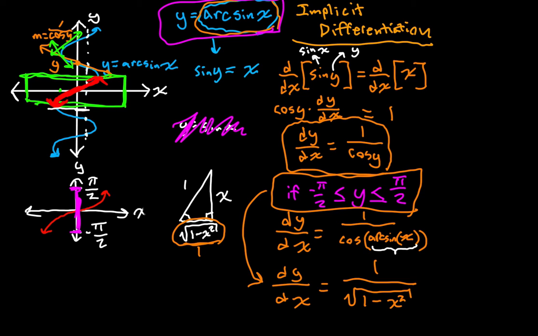So if we look at this interval here, we can say that at any point, the derivative of the function that maps to y with respect to x is 1 over the square root of 1 minus x squared. In the next few videos, we're going to be doing this for cosine and tangent. I hope this video wasn't too long, and thanks for watching.